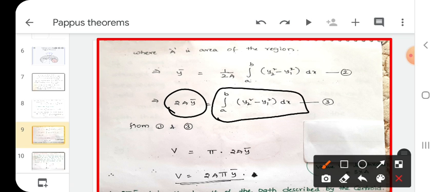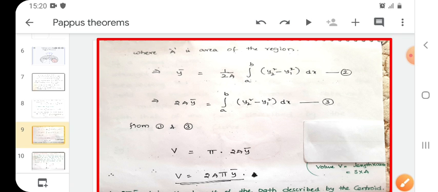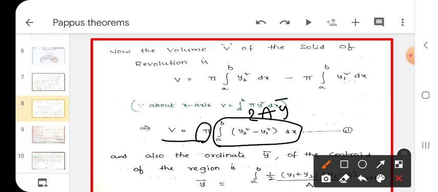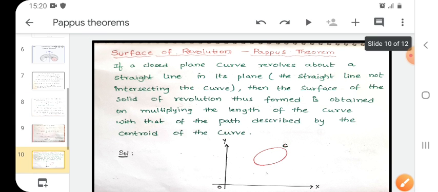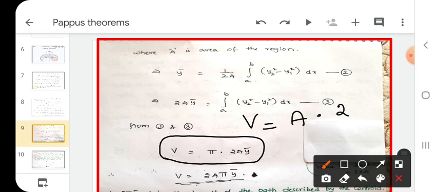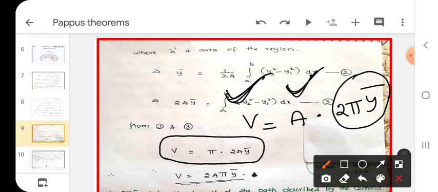So I write this value in equation number 1. What is equation number 1? V equals pi into, instead of this integral, what do we write here? 2a y bar. Therefore V equals pi into 2a y bar. Now I write this V as a into 2 pi y bar. That means volume is equal to area into, here, what is 2 pi y bar? The length of the region.